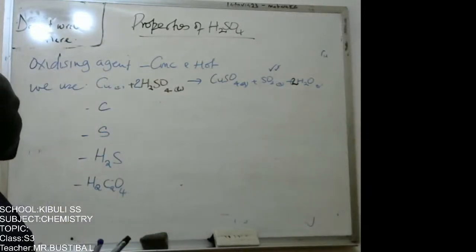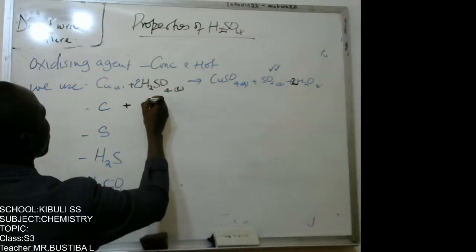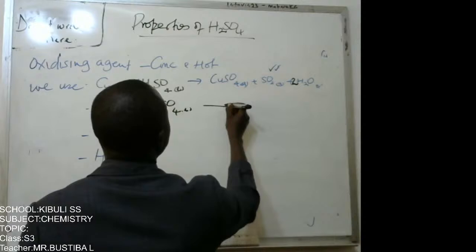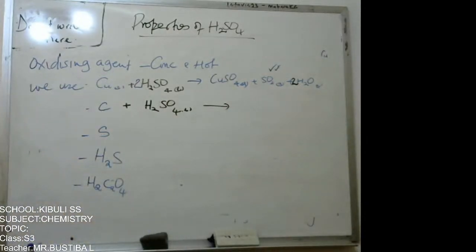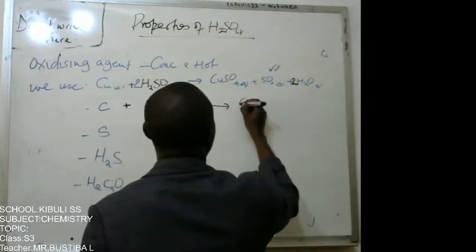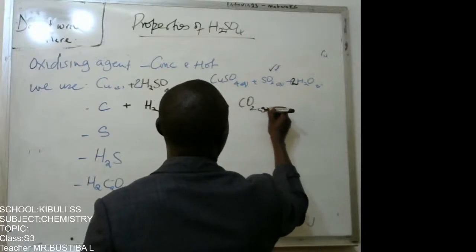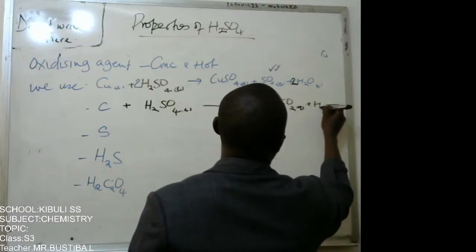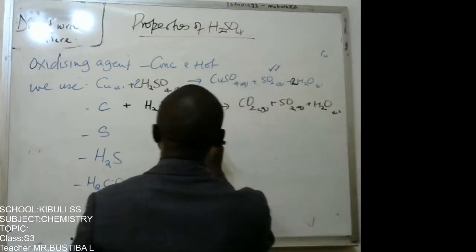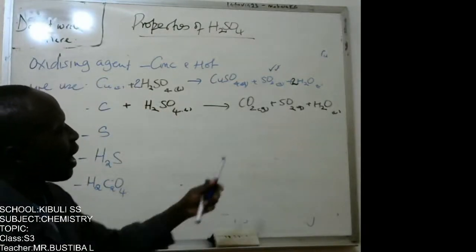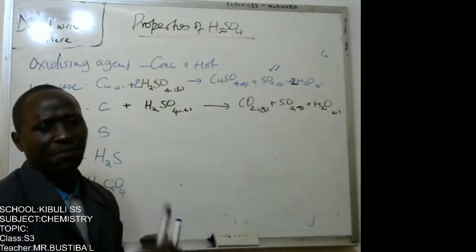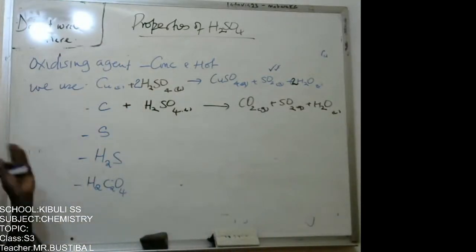What about the reaction with carbon? Carbon and concentrated sulfuric acid, a liquid. What does it give? It will give us two gases. It will give us carbon dioxide as a gas. It also gives sulfur dioxide as a gas. It also gives out water. Since the solution is hot, it will not allow sulfur dioxide to dissolve in water to form sulfurous acid. It drives the sulfur dioxide out, balancing the equation.